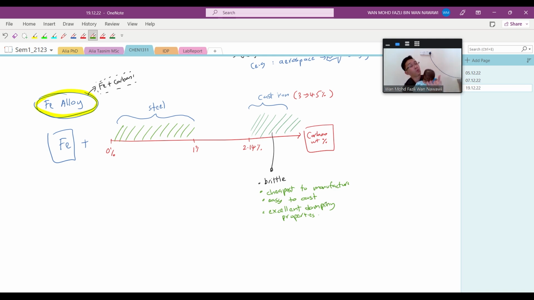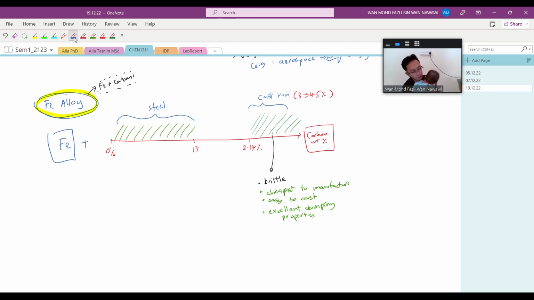You don't want vibration of the floor, vibration of the earth, to damage the instrument. That's why you use a damper. So that is one of the advantages of cast iron. It's cheapest, easy to cast, and has excellent damping properties. But the problem is it's brittle. It's not as ductile as steel.